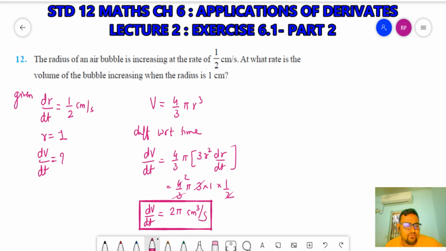Okay, so the volume of the bubble changes at a rate of 2 pi centimeter cube per second. This was about question number 12. So just note it down.